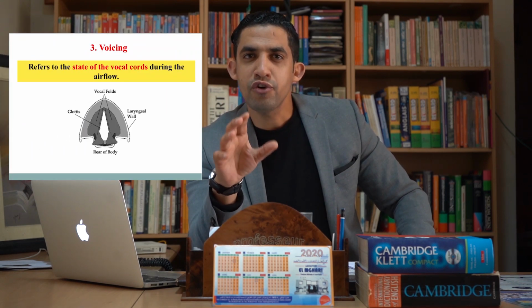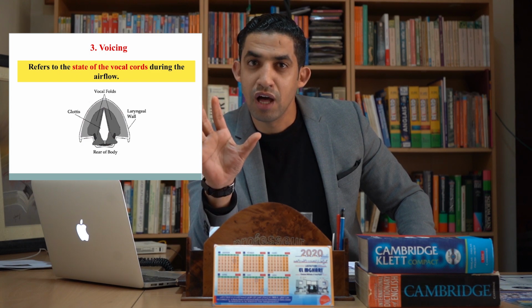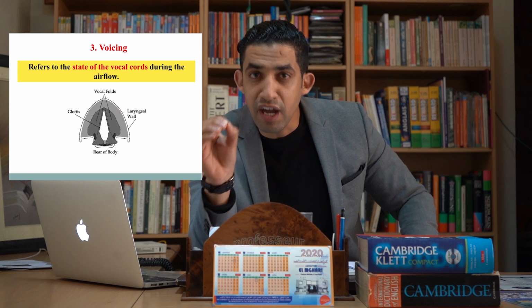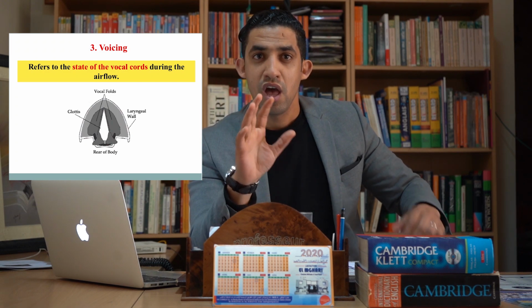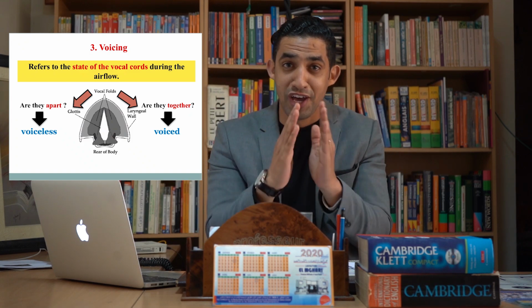The third parameter that is used to describe consonants is the one we call voicing. What do you mean by voicing? Voicing refers to the state of the vocal cords during the airflow. How exactly are the vocal cords during the airflow? There are two states. Either they are apart or they are together.